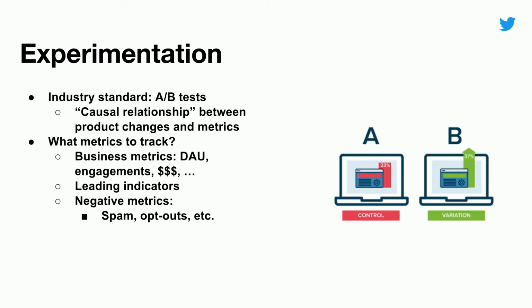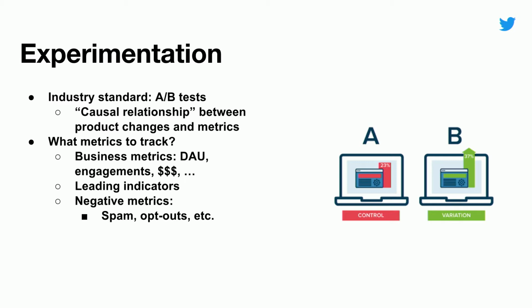How many folks here, just as a quick survey, know what experimentation is or have done an experiment in the past? All right, so about 50%, I would say. Okay, so experimentation is an industry standard. We do what we call A/B tests, where the goal of an experiment is to determine a causal relationship between product changes and metrics.